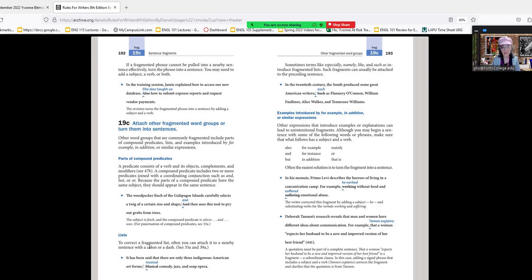Often the easiest solution is to turn the fragment into a sentence. In his memoir, Primo Levi describes the horrors of living in a concentration camp. For example, he worked without food and suffered emotional abuse. Deborah Tannen's research reveals that men and women have different ideas about communication. For example, Tannen explains that a woman expects her husband to be a new and improved version of her best friend.